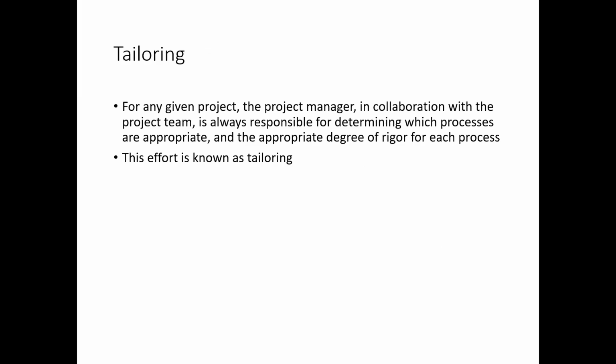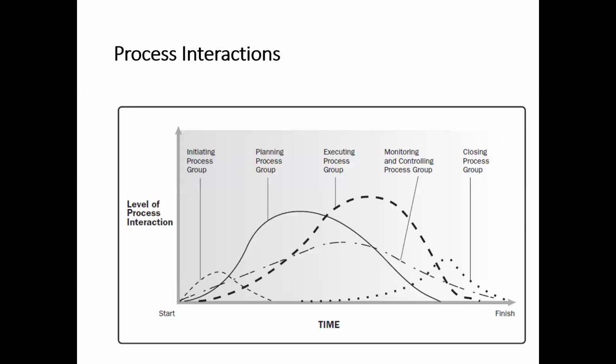Okay. So what are the tailoring considerations for any given project? The project manager, in collaboration with the project team, is always responsible for determining which processes are appropriate and the appropriate degree of rigor for each process. This effort is known as tailoring. So what is basically tailoring? It means they should determine which processes are appropriate, and the appropriate degree of rigor of each process is known as tailoring. We call those the right processes for the project, the tailoring process.